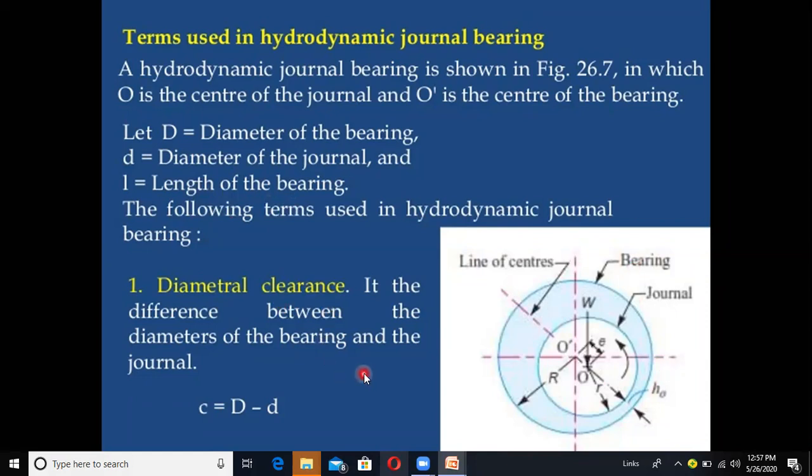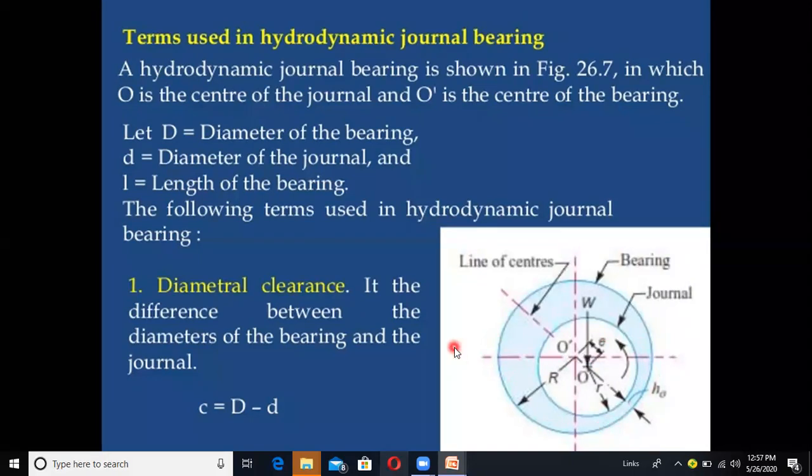Now in this figure, the center of the journal and the center of the bearing do not coincide. This is the center of the bearing and this is the center of the journal. Due to this, we get the eccentricity e. The centers are separated by some distance, and that distance we call e, where e is the eccentricity.